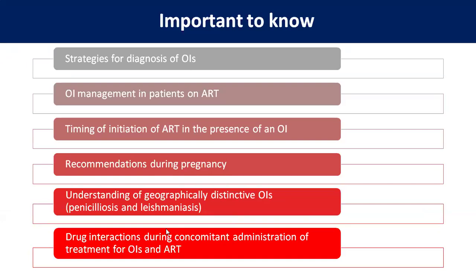So what is important for you to know? Strategies for diagnosis of OIs is one. After you diagnose, management is the other thing. Then the timing of initiation of ART in the presence of OI, because IRIS has to be countered. Recommendations during pregnancy, understanding the geographically distinctive OIs like penicillinosis and leishmaniasis, and drug interactions during concomitant administration of treatment for OIs and ART.